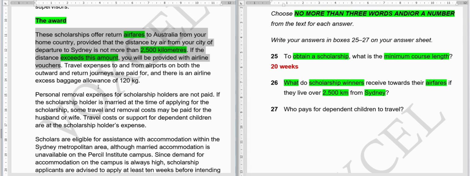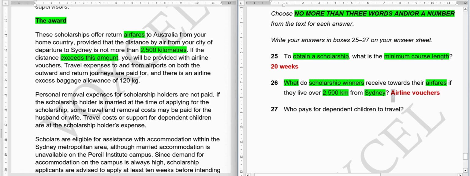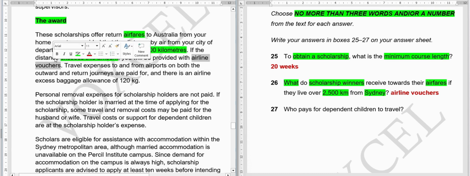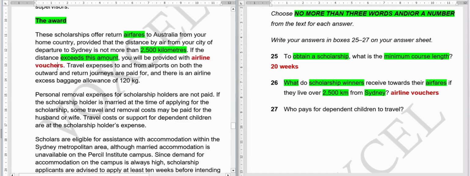Okay, time's up. Now I'm gonna write the answer here and let's see if you were able to find the answer or not. And the answer is airline vouchers. Where is it written? Yes, here. Let me mark the location, then I will explain why this is our answer.